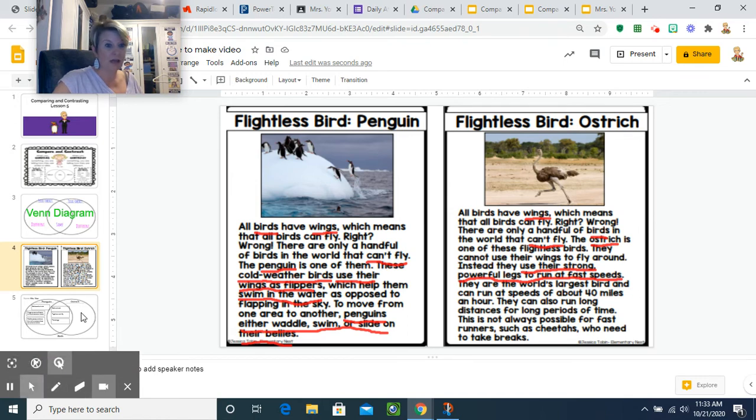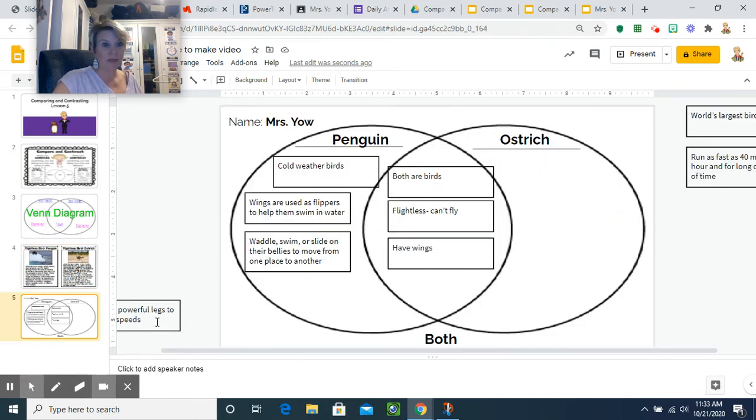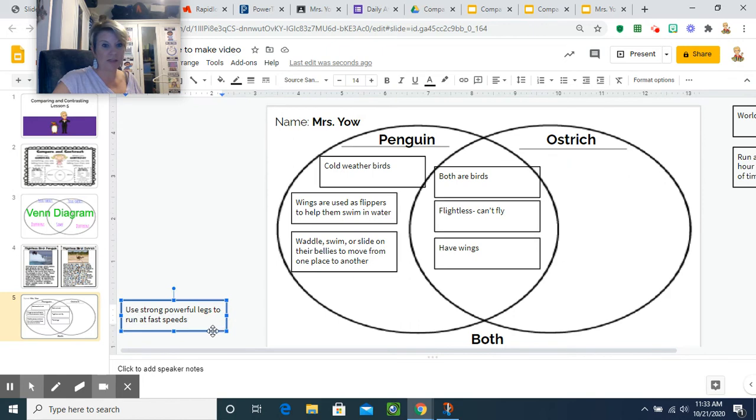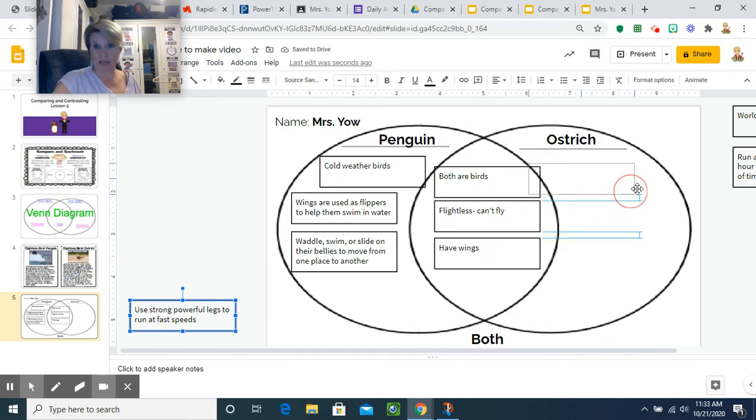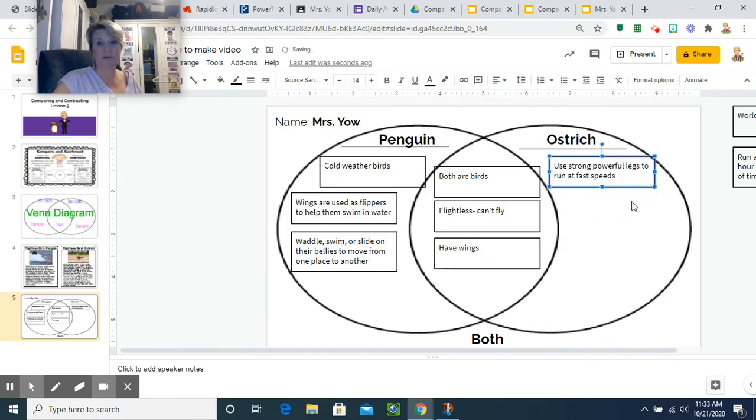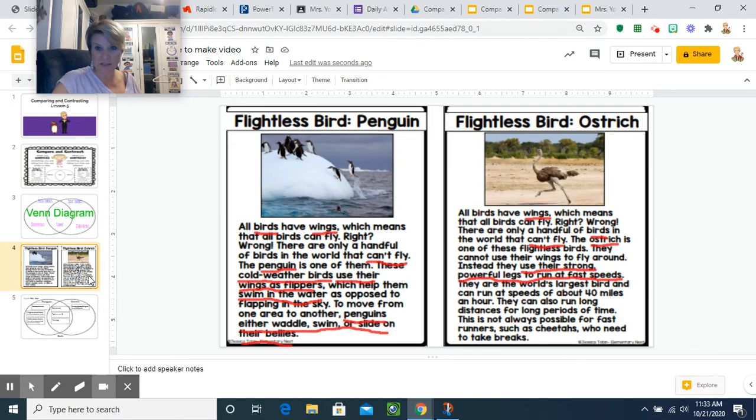So let's look back at my Venn diagram and let's add that to the ostrich side. So I'm going to add that they use strong, powerful legs to run at fast speeds. Okay, back to my ostrich story.